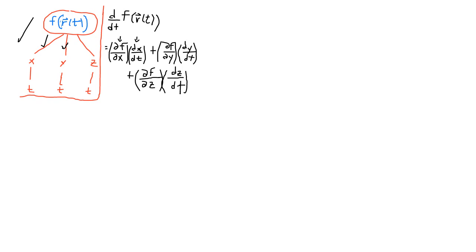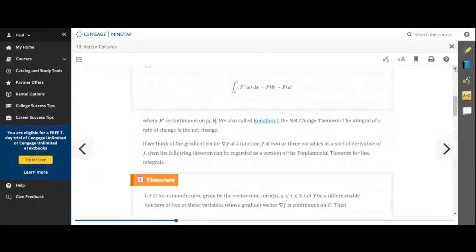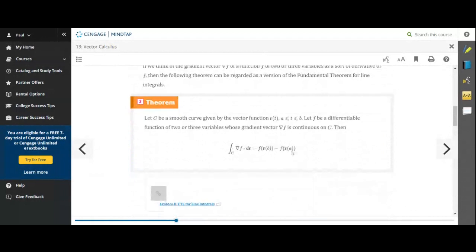Okay, then let's go back to the book here, and we're going to prove this. We can prove this fundamental theorem of line integrals quite nicely. That's our fundamental theorem of line integrals, and we're going to prove that right now.